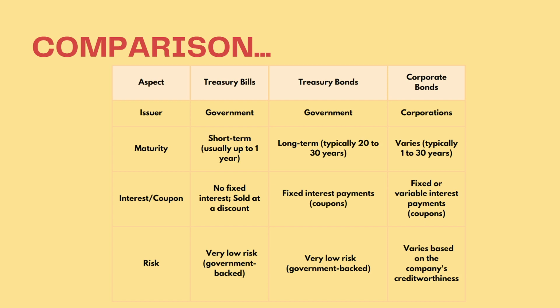As for the interest or the coupon, treasury bills have no fixed interest and will always be sold at a discount. For treasury bonds, these are fixed interest payments which are called coupons. For corporate bonds, these are fixed or variable interest payments depending on the format of the company.